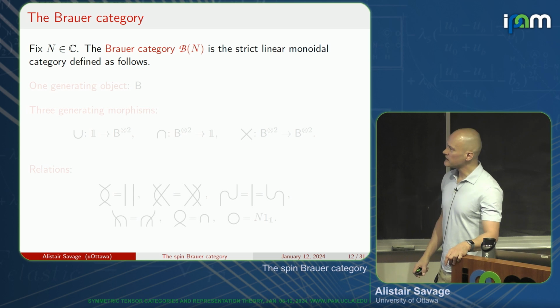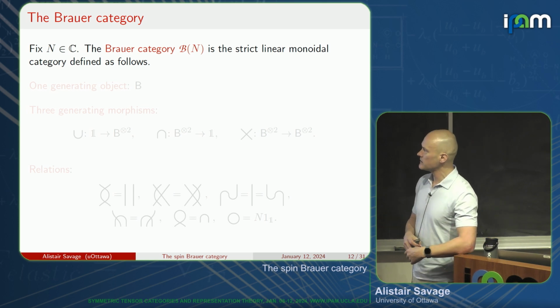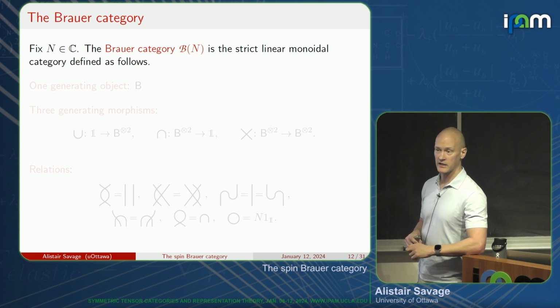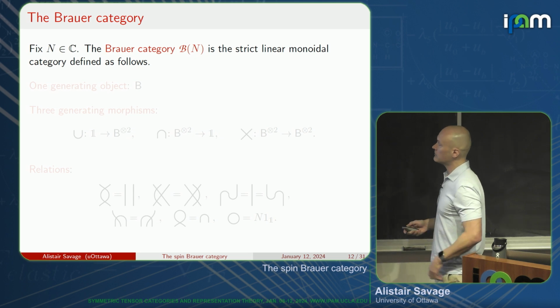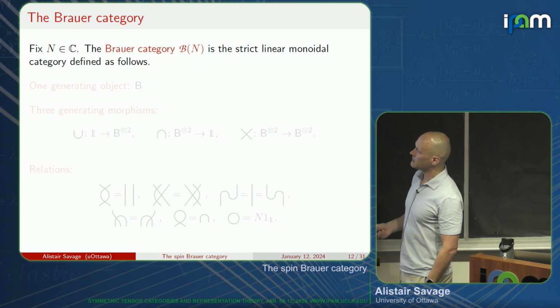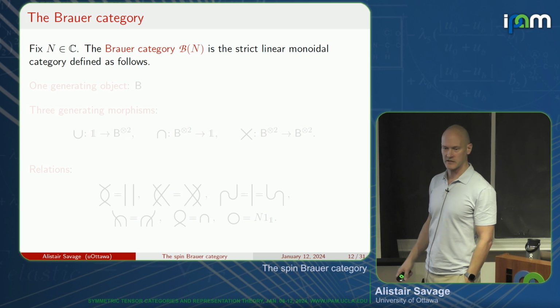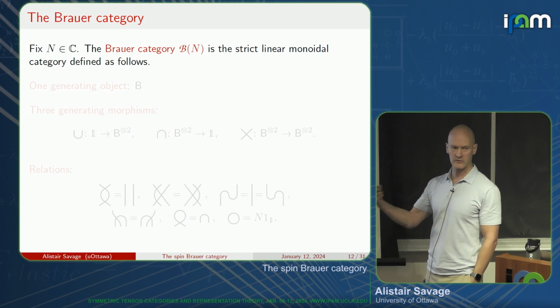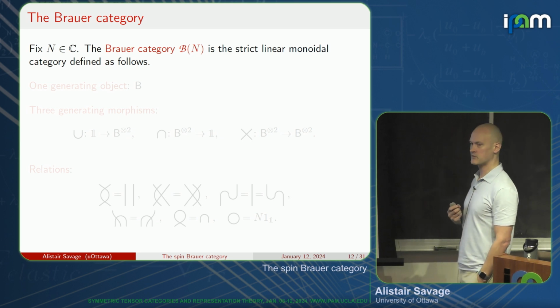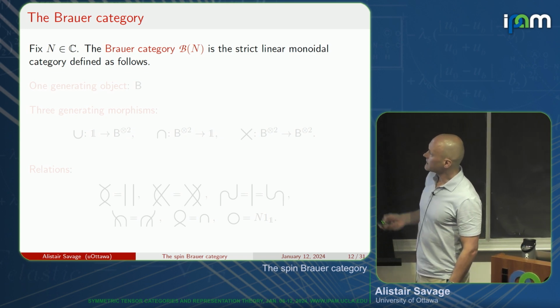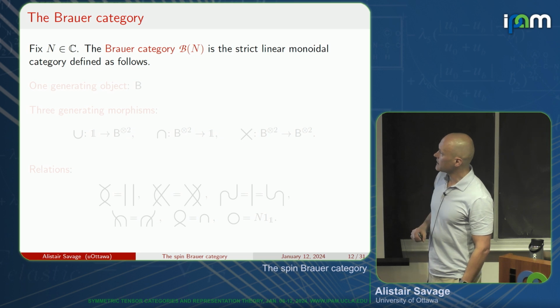Okay, so before I tell you about the new category, the spin-Brauer category, let me remind you of the more classical thing, the Brauer category. Okay, so we'll fix some n. I'm deliberately using the same symbol as before, even though now I'll allow it to be a complex number, because really, morally, you should think of this n as being the dimension of this vector representation. So we can define a Brauer category corresponding to that parameter.